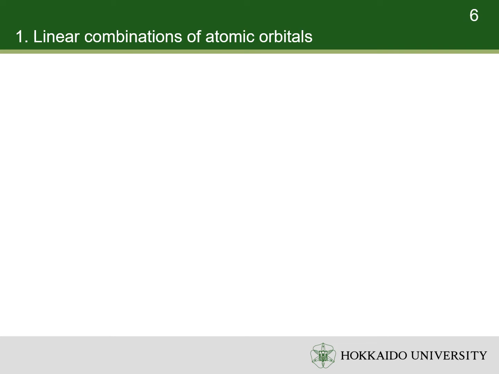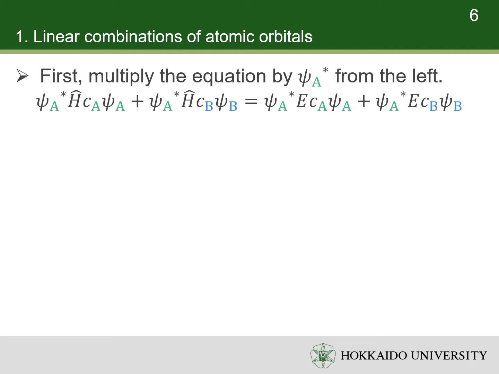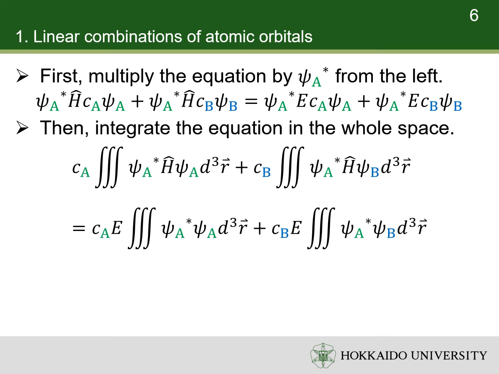The following pages include integrals in three-dimensional space. But don't worry. We don't need to calculate any of them. First, multiply the equation by the complex conjugate of psi A from the left. Then, integrate the equation in the whole space. There are four terms in the equation. Note that Ca, Cb, and E are just numbers. So, they are taken out of the integrals. Here, each integral results in a number.